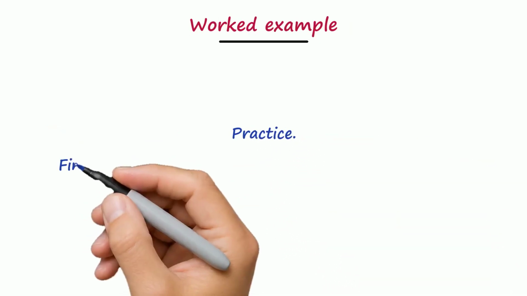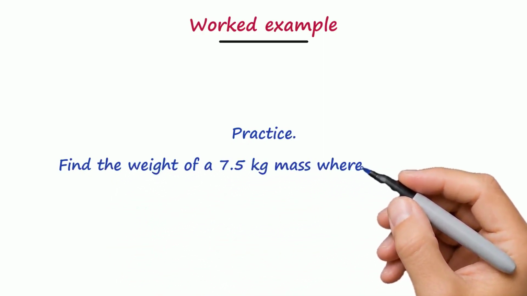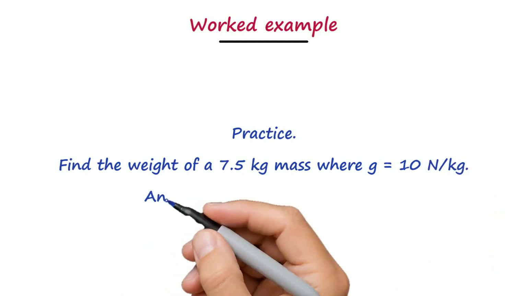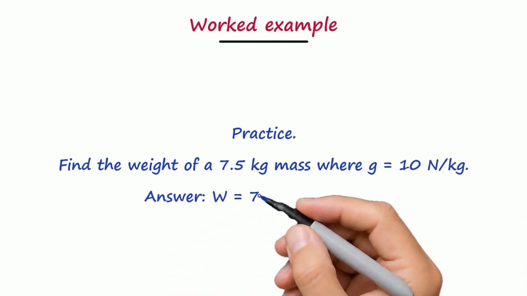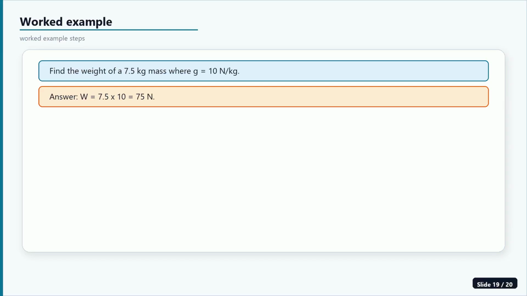Practice. Find the weight of a 7.5 kilograms mass where g equals 10 N/kg. Answer: W equals 7.5 x 10 equals 75 N. Watch the numbers land in the matching symbols. Check that units cancel cleanly. If they do not, the setup is wrong even before the arithmetic.